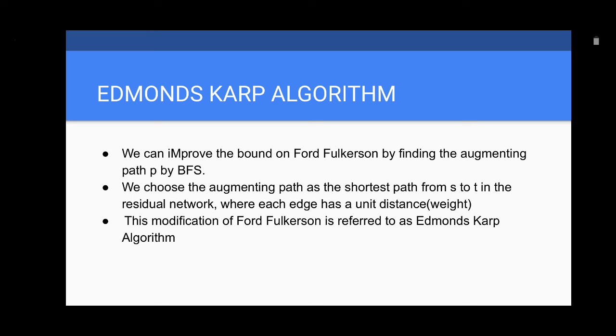We can improve the bound on Ford-Fulkerson by finding the augmenting path P using breadth-first search. We choose the augmenting path as the shortest path from S to T in the residual network, where each edge has a unit distance. Now when I talk about unit distance, it will take only the path with 2 edges instead of 3 edges, so that we get a 1 million path the first time, the next time one more 1 million path, and in 2 iterations only we get to the maximum capacity.